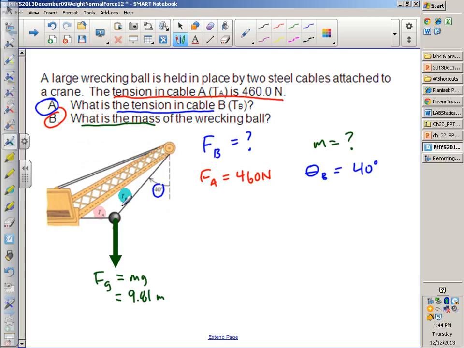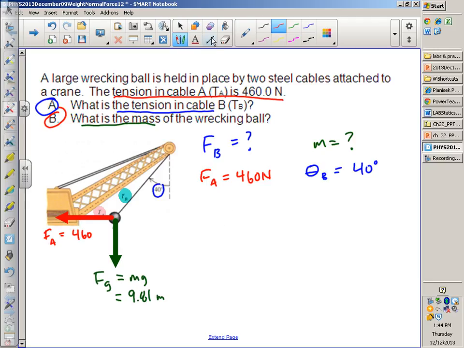Tension forces. We said that tension is a force. Tension forces are pulling forces. That's what strings do. They pull on objects. So this one that's labeled A over here, we would draw the arrow in this direction. That's the way that A is pulling on the wrecking ball. So we can label that as the force coming from cable A, F of A. And in that problem, they told us how much force that was. So this is going to be 460 newtons.